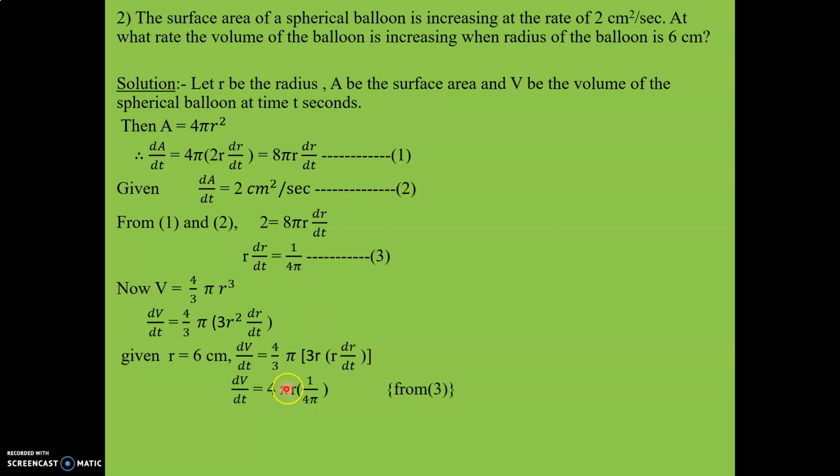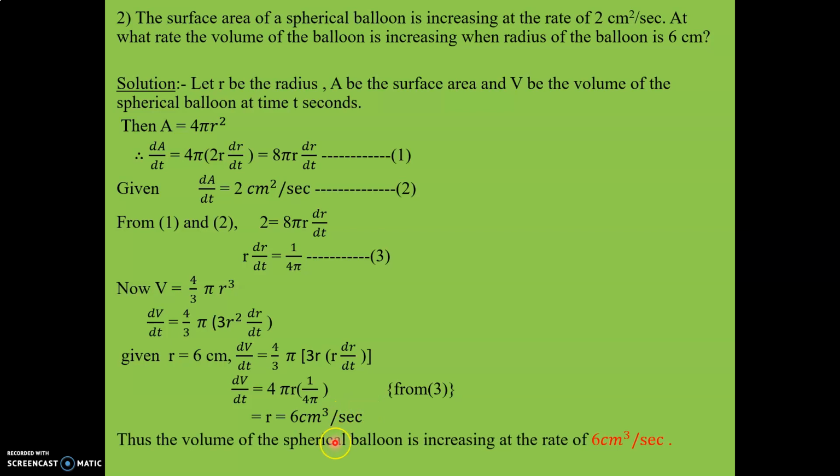So dv upon dt is equal to 4, 3 cancel, 4 pi r into, for this value 1 upon 4 pi. So 4 pi cancel, that's equal to r, that's equal to 6 centimeter cube per second is the rate of change of volume of this spherical balloon. This is the answer for this question.